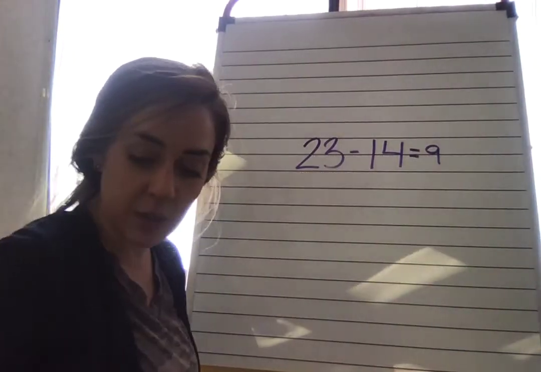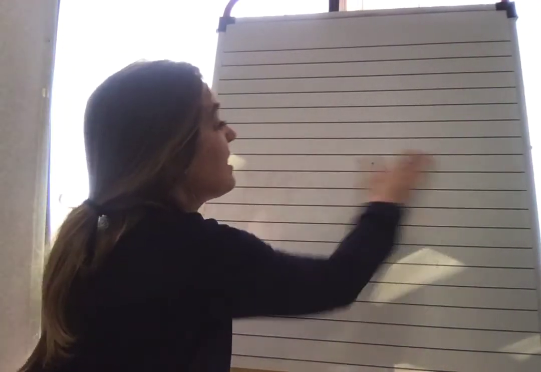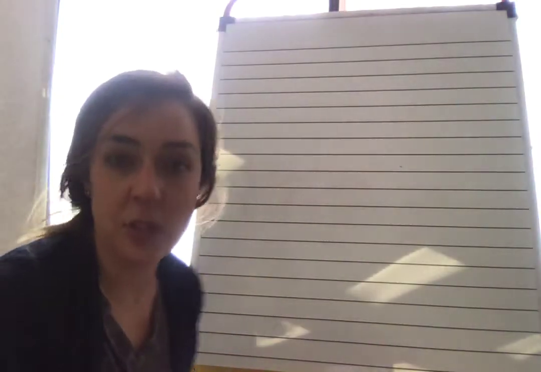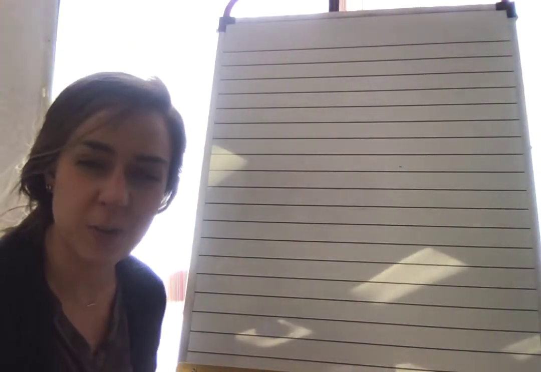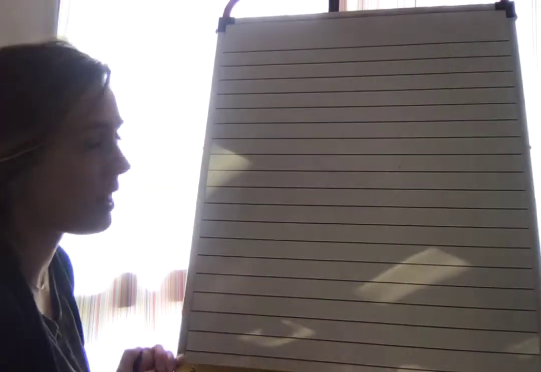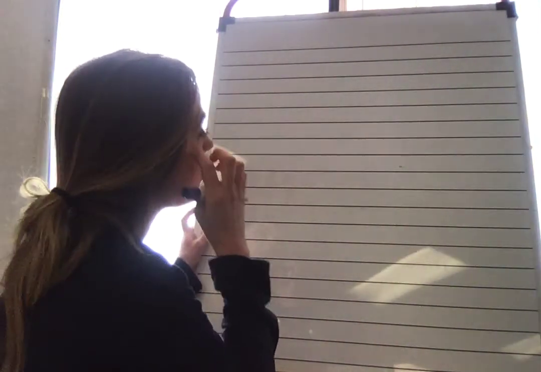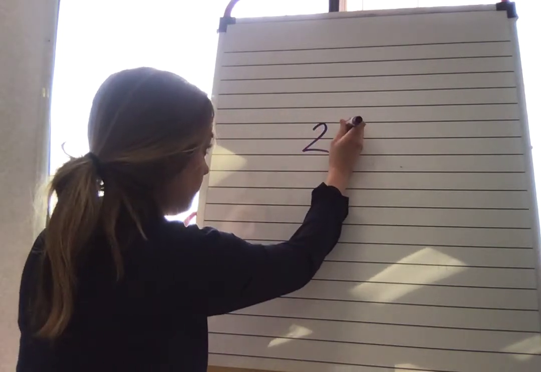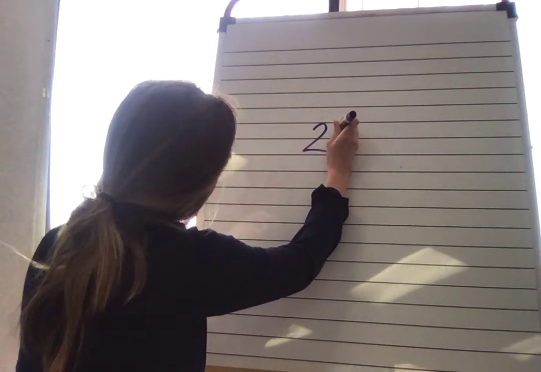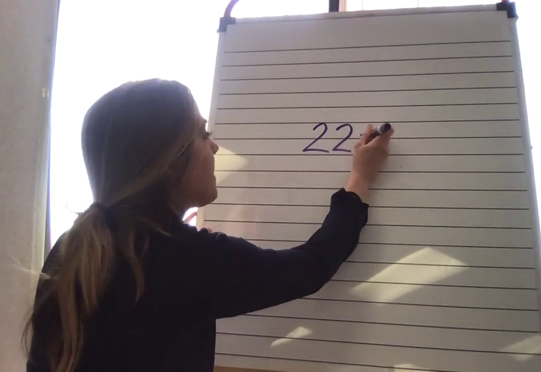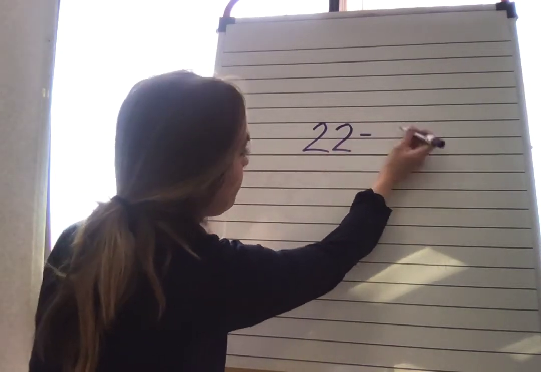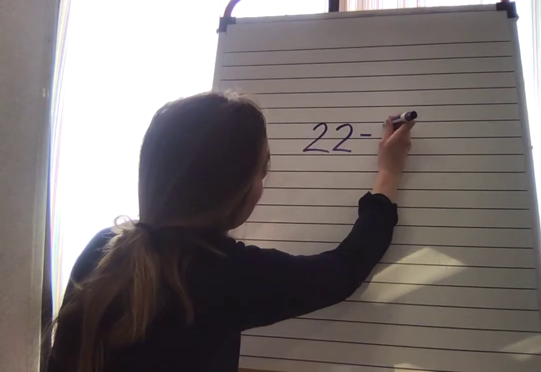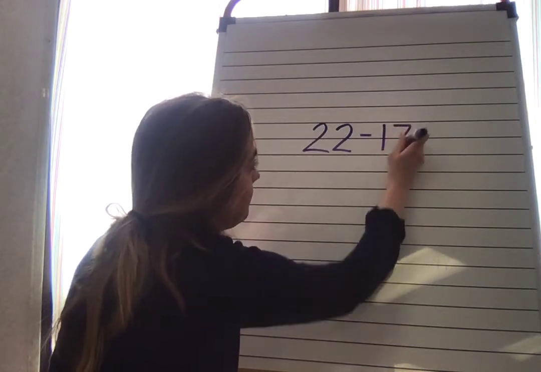All right, so we're going to do one more, but this time I'm going to show you what it's going to look like when you're drawing it. Because sometimes you don't have base 10 blocks, and so when you're showing your work, you're not going to be able to do it like that. All right, so this time I want to know what 22 minus 17 is?